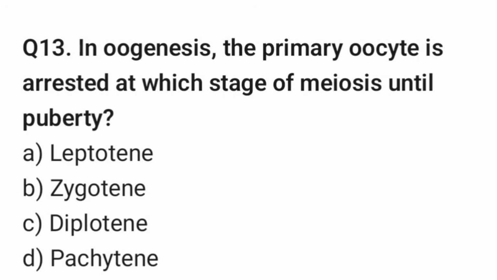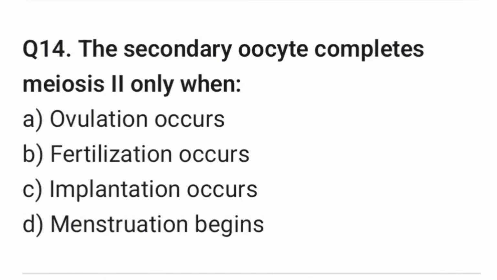Question 13. In oogenesis, the primary oocyte is arrested at which stage of meiosis until puberty? Right answer is option C. Diploid. Question 14. The secondary oocyte completes meiosis 2 only when? Right answer is option B. Fertilization occurs.